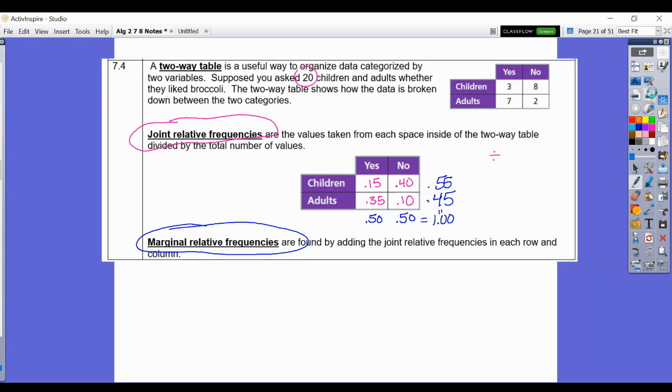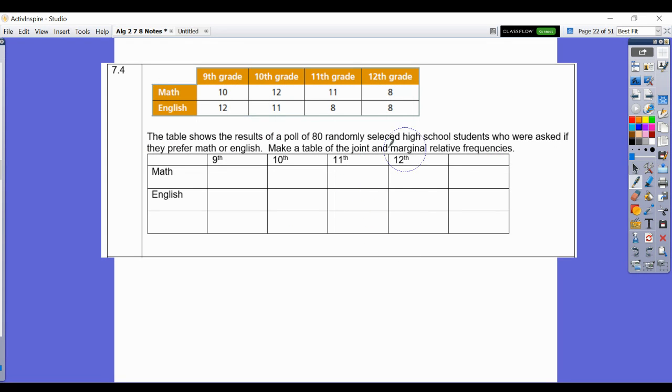Let's take a look at another example of a little bit larger table that we can figure this out. So it wants us to basically put together the whole table of what we just did. So we could add up all these numbers. Sometimes they tell you. So this table shows a poll of 80 randomly selected high school students who were asked if they prefer math or English. And so we can find all of the joint relative frequencies by taking each of these numbers divided by 80.